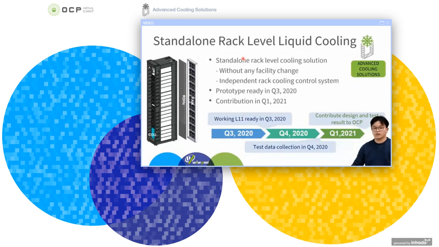In this solution, it means first, the solution will require no extra facility coolant and infrastructure change. Second, the solution will have an independent rack cooling control system.